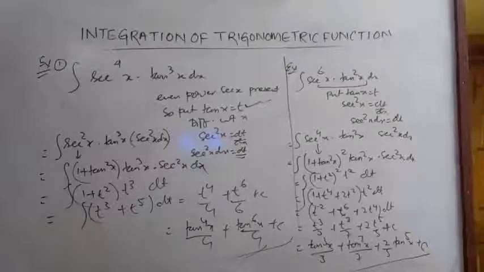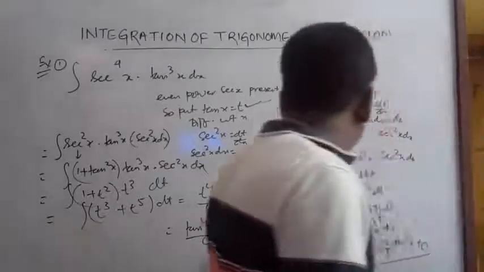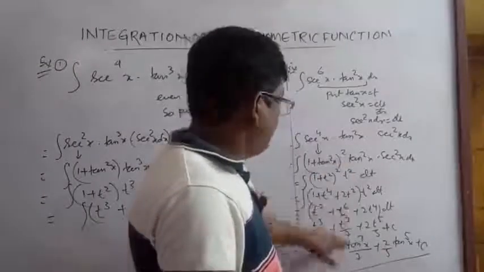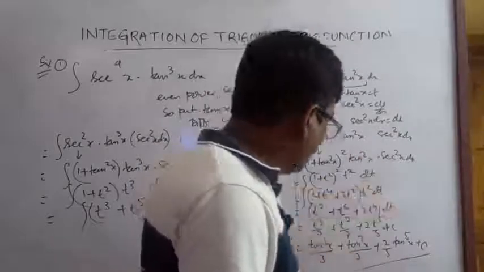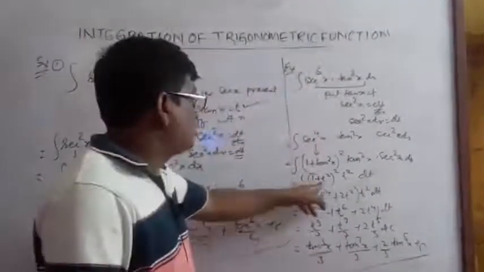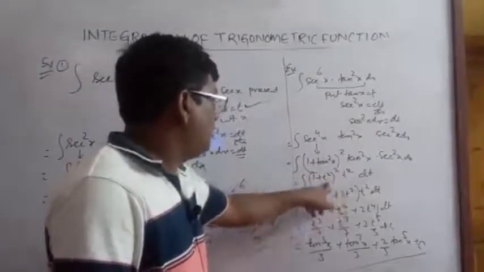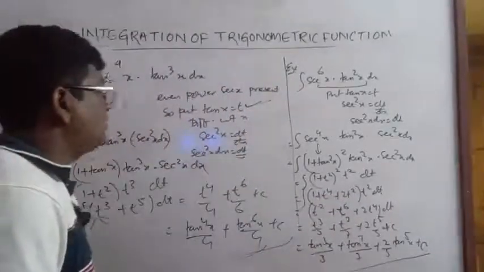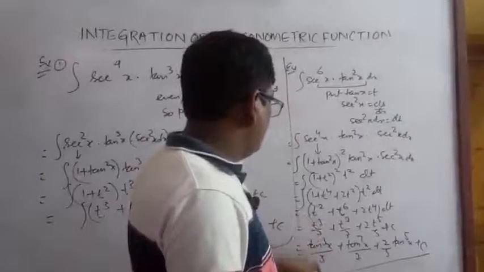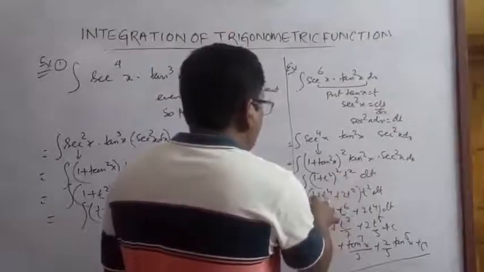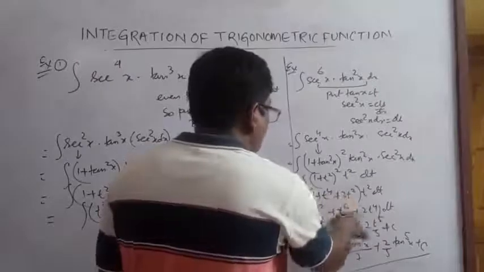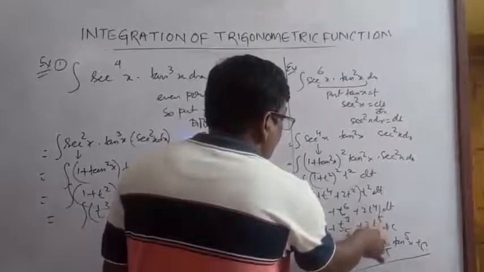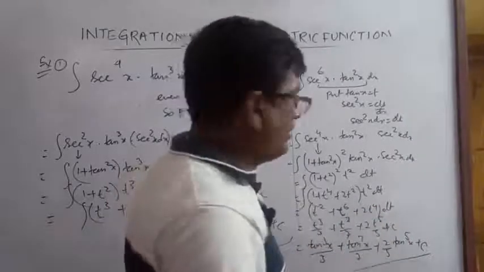I am repeating once again because this portion is not visible. So sec square, this is not visible, so I am repeating the portion here. 1 plus t square whole square t square. 1 plus t square whole square this and t square this. Okay, these are the concepts. Then this is 1 plus t square multiplied, then t cube by 3, t 7 by 7, 2 by 5, then t 5 by 5 plus c, and put t equal to tan x.